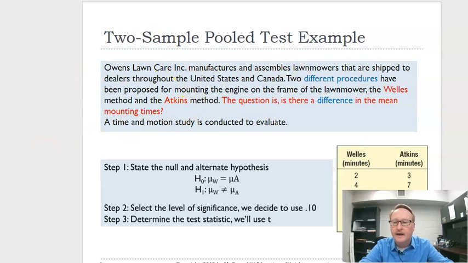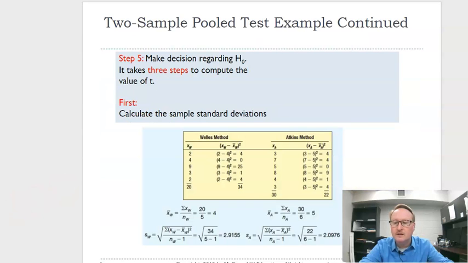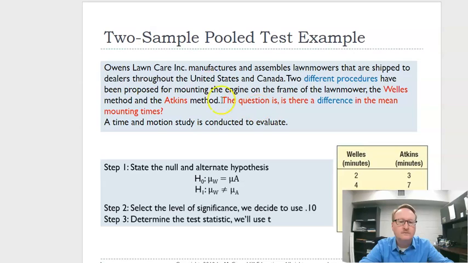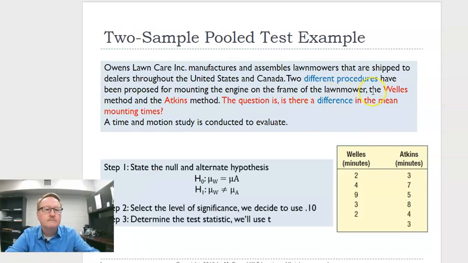Okay, so let's take a look at a sample. I think, is this the sample I want to do? Sure. This is right out of your book. Owens Lawn Care manufactures and assembles lawnmowers that are shipped to dealers throughout the United States and Canada. Two different procedures have been proposed for mounting the engine. The Wells method and the Atkins method. The question is, is there a difference? Is there a difference in the mean mounting times? This is your hypothesis. What is your hypothesis?